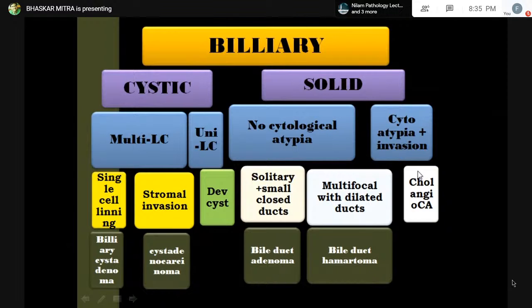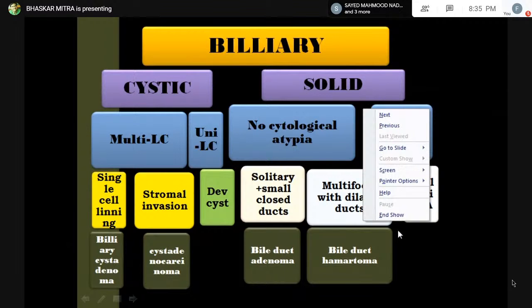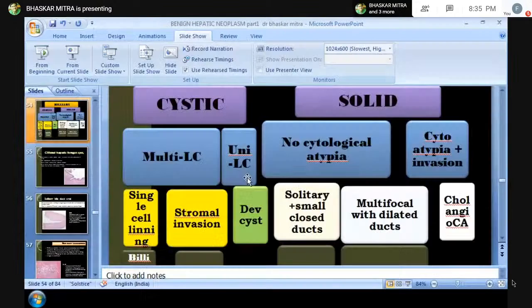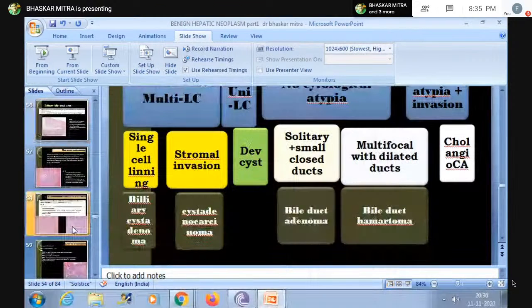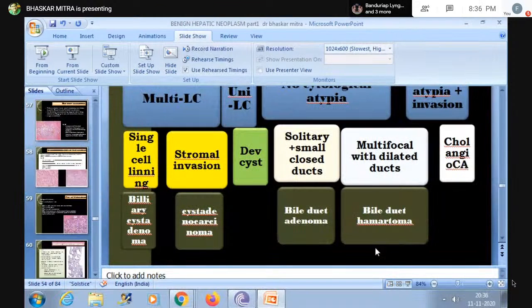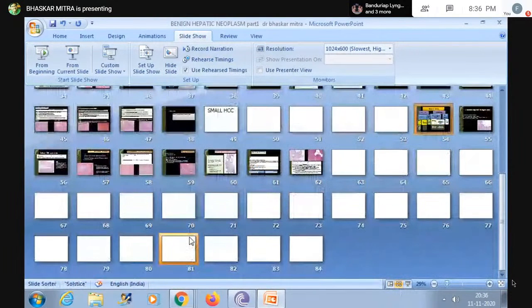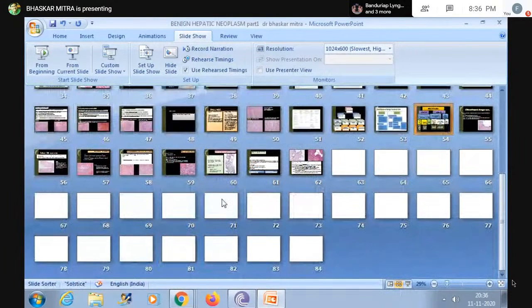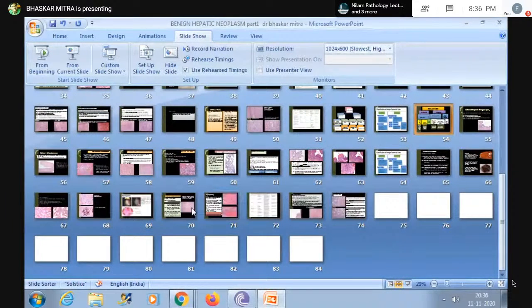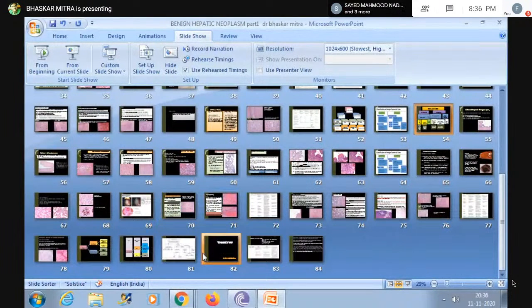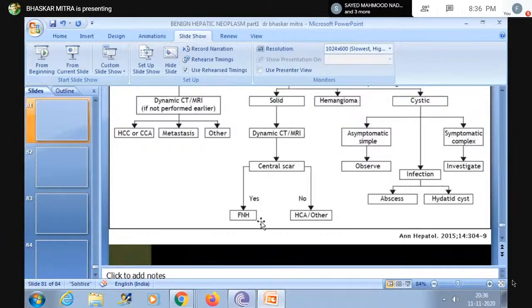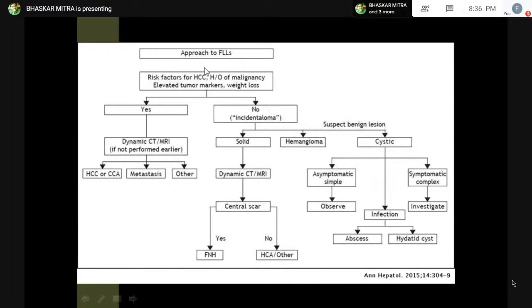If cytological atypia is there, then cholangiocarcinoma is definitely on the cards. So for these hepatocellular masses, we can approach the benign lesions like this. And this is the algorithm usually followed by the clinician for focal liver lesions.